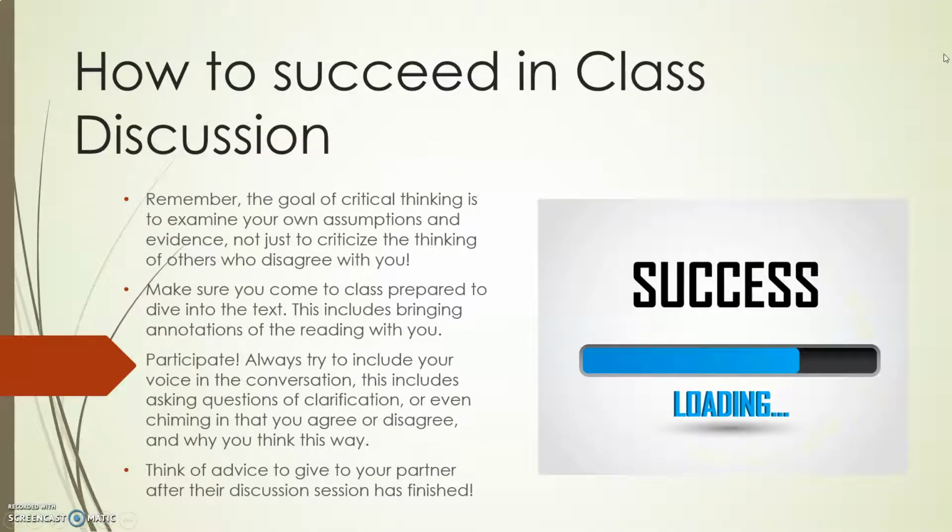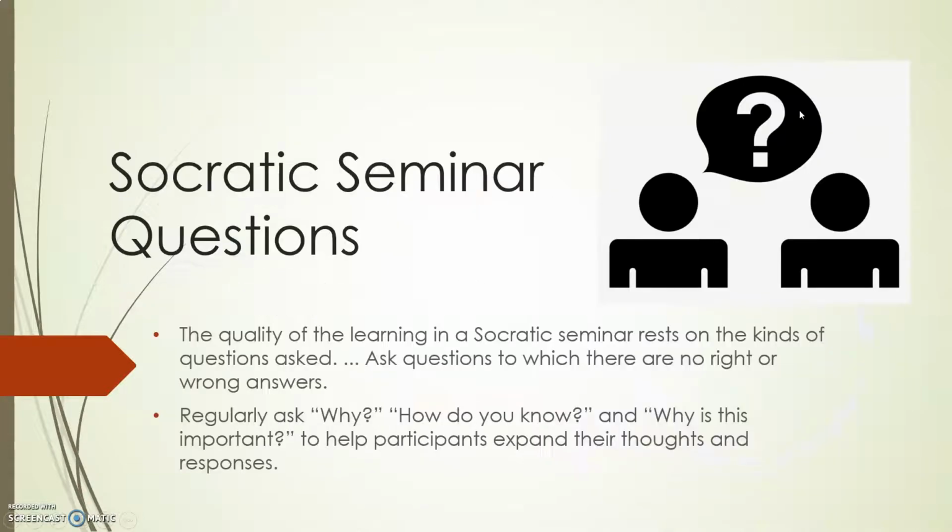How to succeed in class discussion. Remember, the goal of critical thinking is to examine your own assumptions and evidence, not just to criticize the thinking of others who disagree with you. Make sure you come to class prepared to dive into the text. This includes bringing annotations of the reading with you. Participate. Always try to include your voice in the conversation. This includes asking questions of clarification or even chiming in that you agree or disagree and why you think this way. Think of advice to give to your partner after their discussion session has finished.